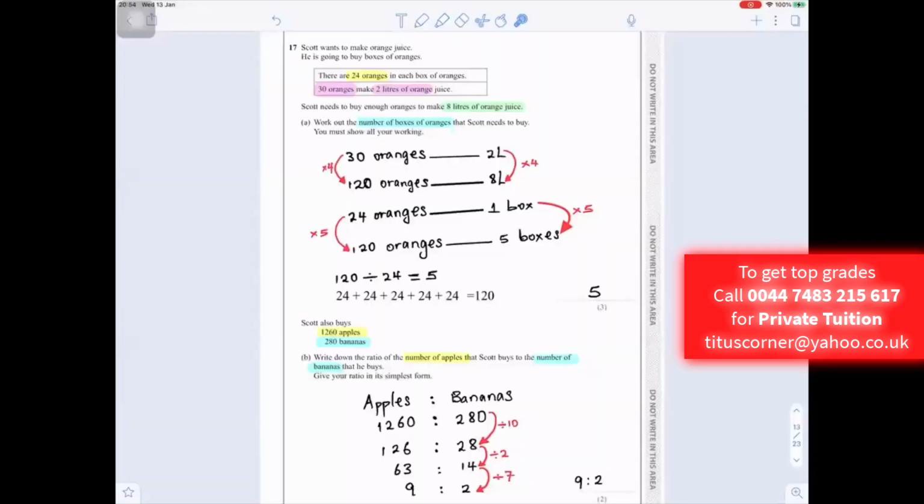So that's what the complete answer for question 17 would look like. You get 5, and then you get 9:2.